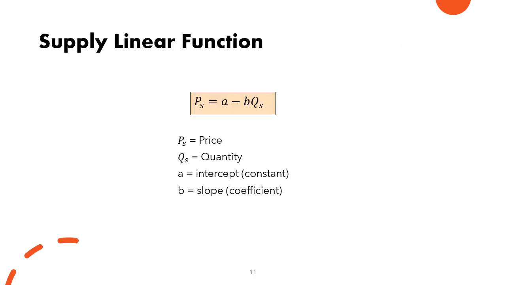Now, the supply linear function becomes like this. Oh no, sorry, this should be plus. Why? Because the curve is showing this. Remember that I have said before, the slope should be positive, and we have here the slope, or the coefficient attached to the quantity, is positive. P is the price, Q is the quantity.